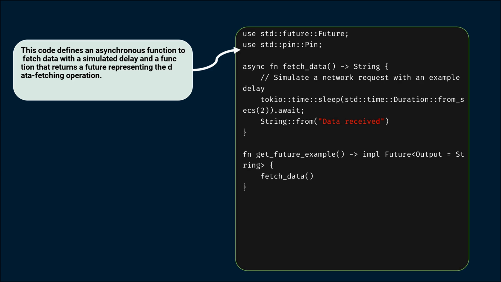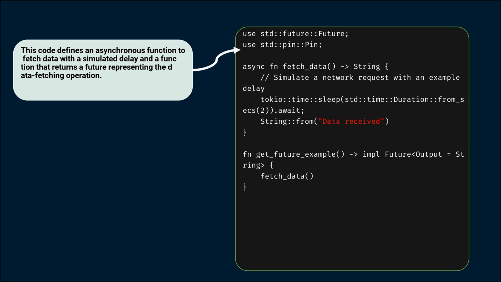The use of await indicates to the Rust compiler that we want to wait for this delay to complete before proceeding to the next line of code. Next, we define the getFutureExample function, which calls fetchData and returns a type that implements the future trait. This design allows us to obtain the future returned by fetchData, enabling the caller to continue executing other code concurrently, only waiting for the result when needed.